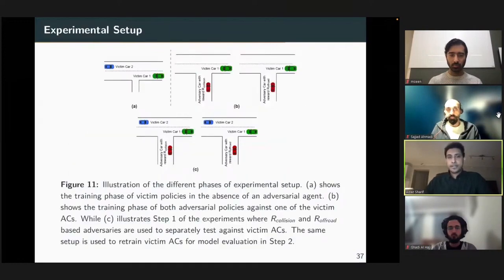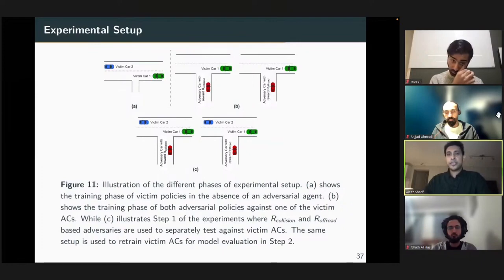And this is an experimental setup to understand better how this whole training and testing works, because sometimes it gets confusing. So if we start from the top left, we have a baseline scenario where there are two self-driving cars performing without any adversarial agent, and they're performing just fine with very few collisions or off-road steering errors. And then we introduce our two different types of adversaries.